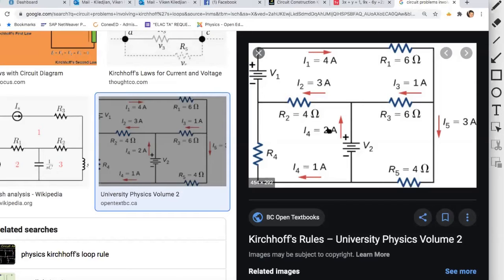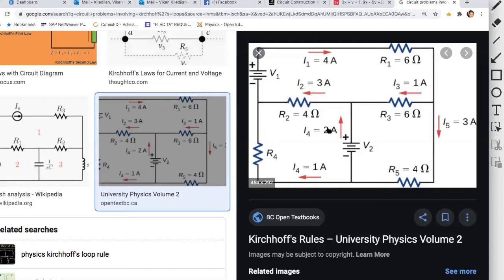They already gave you the current at the top. They gave you the resistance at the top, 6 amps. Let's see, 6 ohms, 6 ohms, 4 ohms. And then the current here is 3 amps, and then 2 amps. And then this is, let's see here, this is 1 amp. And then this is 3 amps.